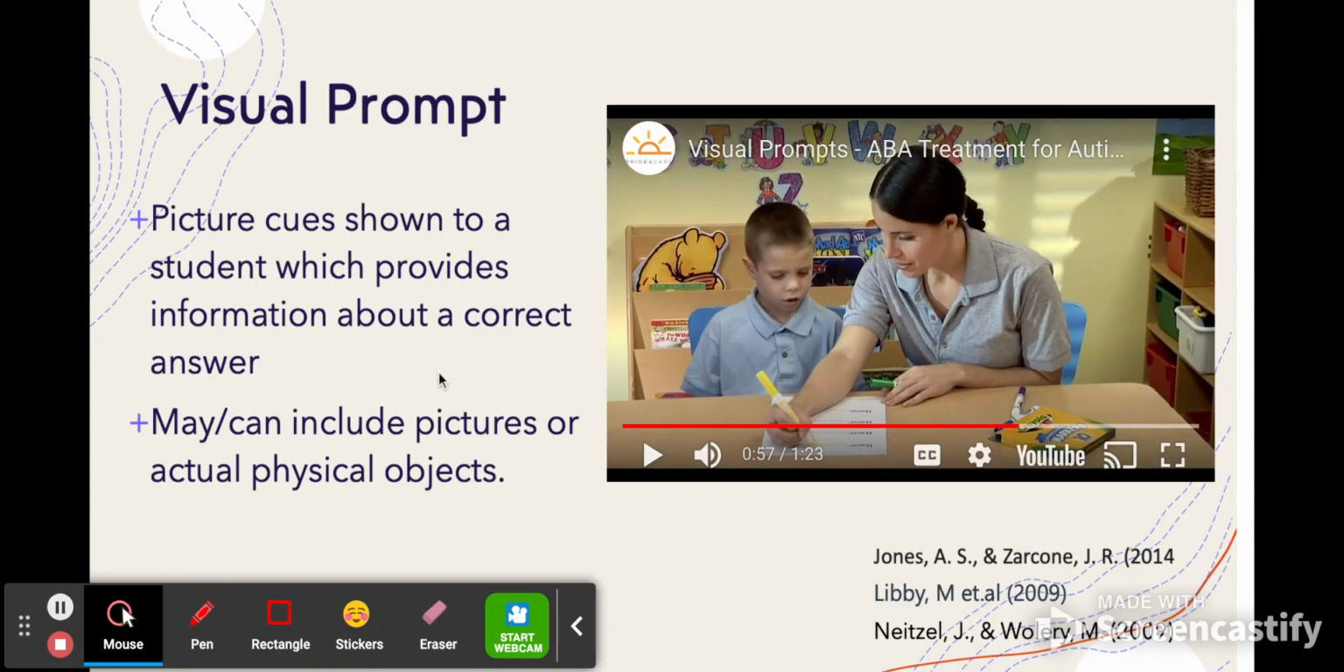Great. So here in that video, you saw the therapist ask who cleans your teeth, and she immediately provided the learner with a visual prompt, a picture of the dentist, and this provided the learner with the correct response without allowing him to error.